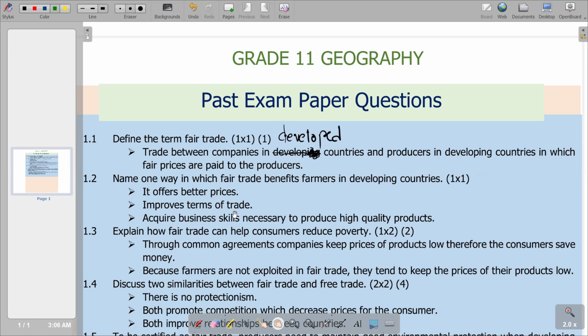So maybe we can start by understanding what exactly we mean by terms of trade. The terms of trade is basically the ratio of export prices to import prices, or rather the purchasing power of exports relative to imports. So when it improves terms of trade, it will be a favorable position of terms of trade.